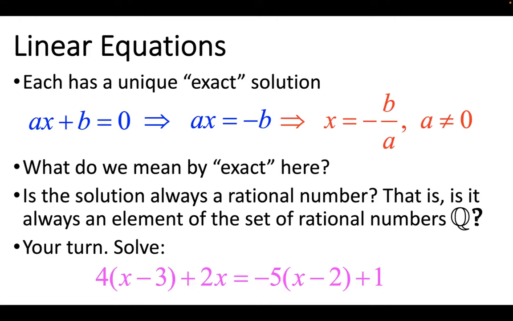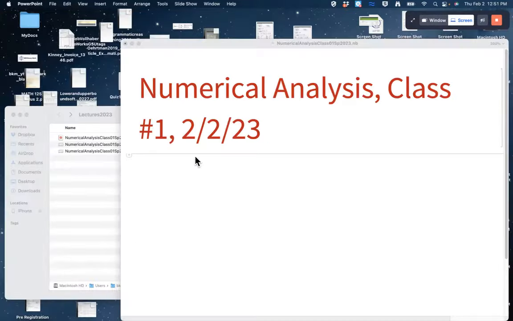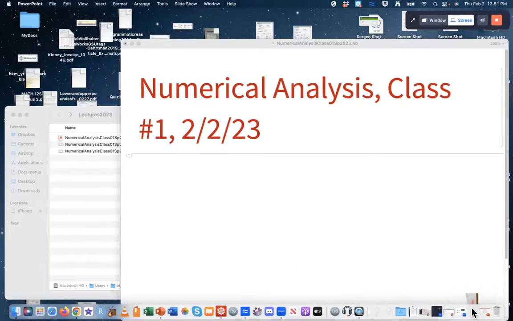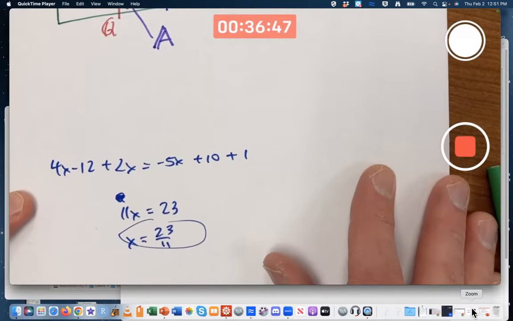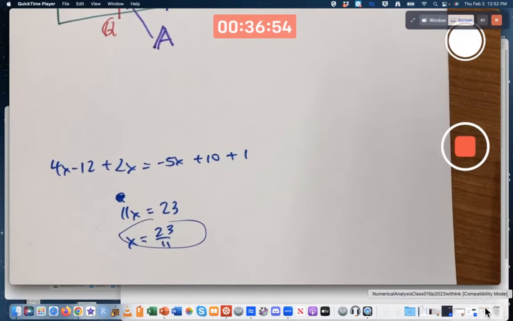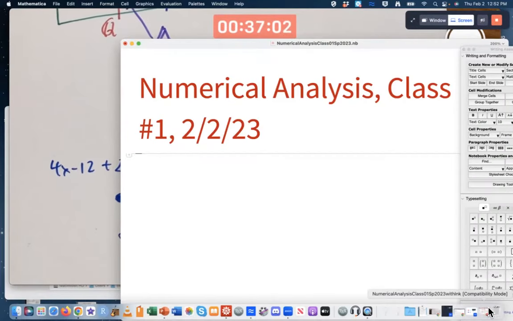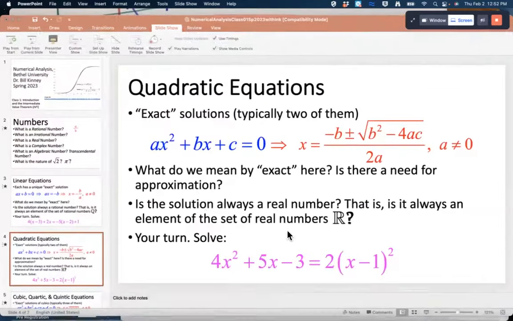Anybody get a weird fraction? Yeah, I got 23 over 11. That's what I got. So you went ahead and just used the distributive property. It's a linear equation, isolate x on one side. You can always check it back in the original equation. We won't take the time to do that. As long as you don't make a mistake, you'll get a unique solution.